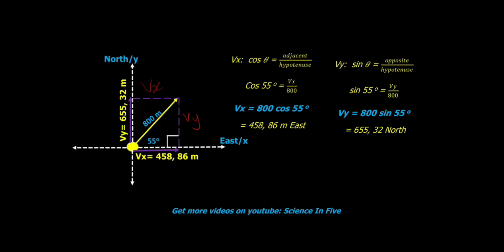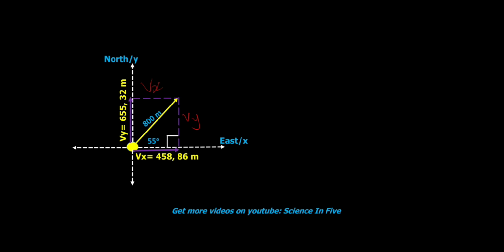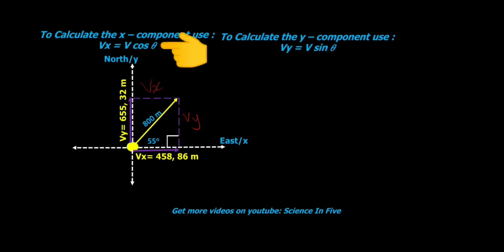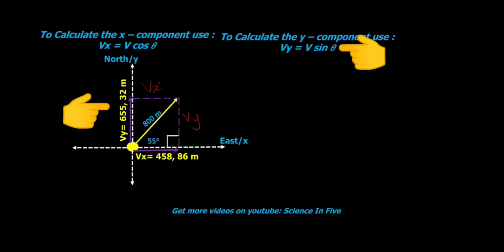Now, instead of going through all that process of writing cos theta, sine theta equals, we can just use the formula Vx equals V cos theta for the x component. For the y component, Vy equals V times sine theta. But there is a catch. Where is the angle theta going to be?